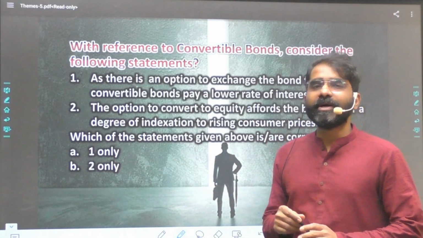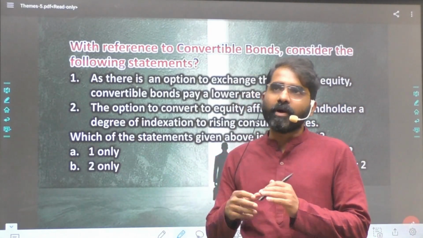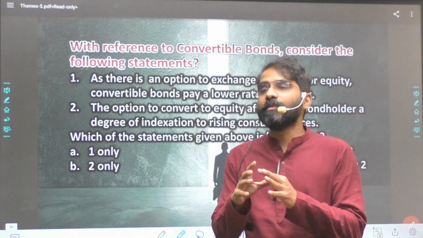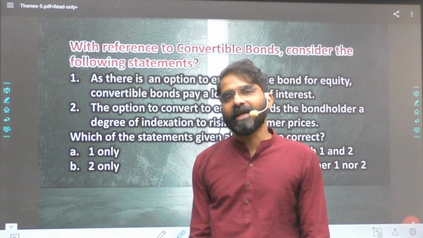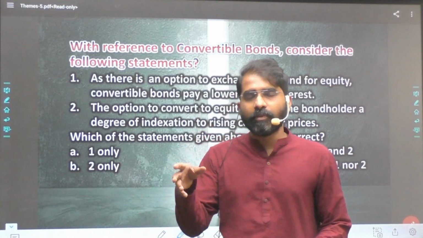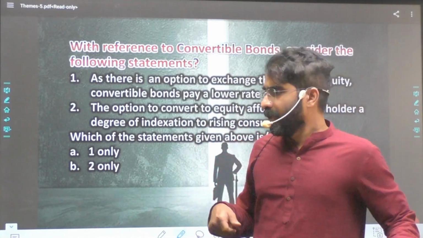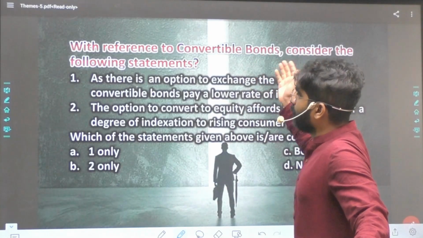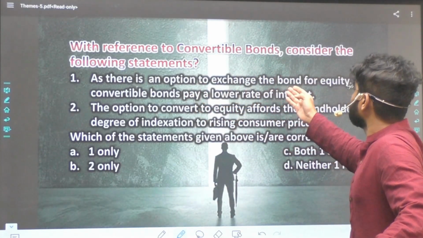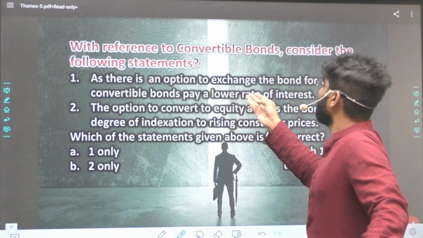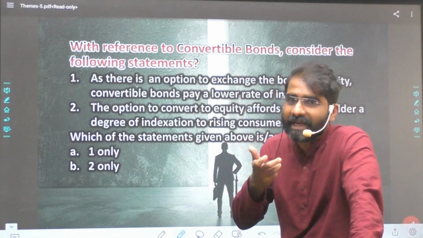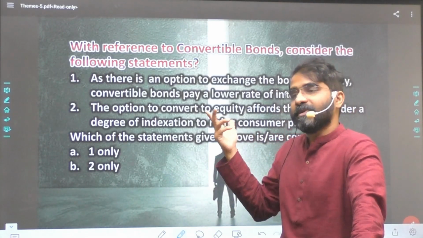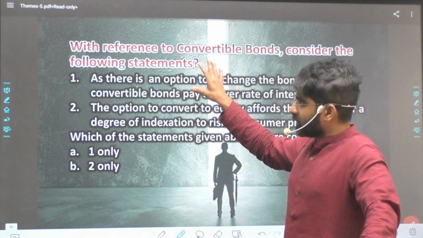When they use the word convertible bond, bonds are of different types. Convertible bonds are those bonds which can be converted into equity over a period of time. Non-convertible bonds cannot be converted into equity. There was one simple question: as there is an option to exchange the bond for equity, convertible bonds pay a lower rate of interest. Yes, since there is an option to convert to equity, though they pay less interest, less coupon, people will buy. So the statement is okay.